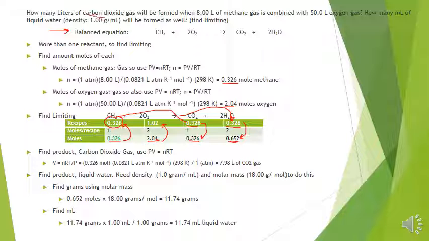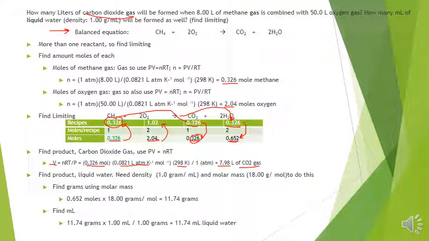So first thing we're going to do is find how many liters of carbon dioxide. It's a gas, so we're going to use the ideal gas law and rearrange it for V. Okay, so V equals nRT over P. So I put in 0.326 right here times R times T divided by P, and I get 7.98 liters of carbon dioxide gas.